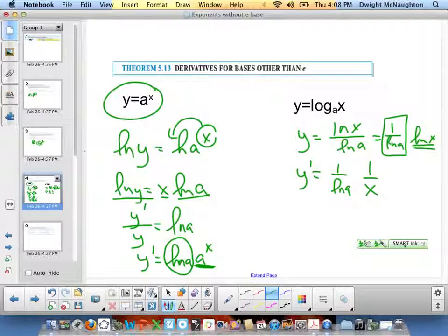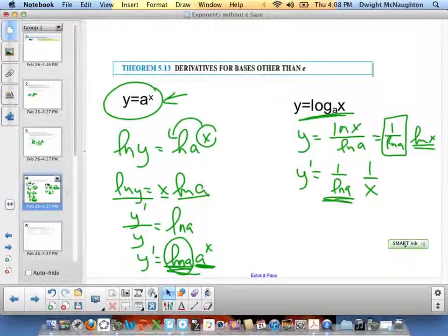So you can see that when we're taking the derivative of an exponential that doesn't have a base of e, we multiply by the natural log of the base to adjust for the fact that it's not e. When we're taking the derivative of a log that doesn't have a base of e, we divide by the natural log of the base to account for the fact that it's not e. All right, so let's do some practice problems here.